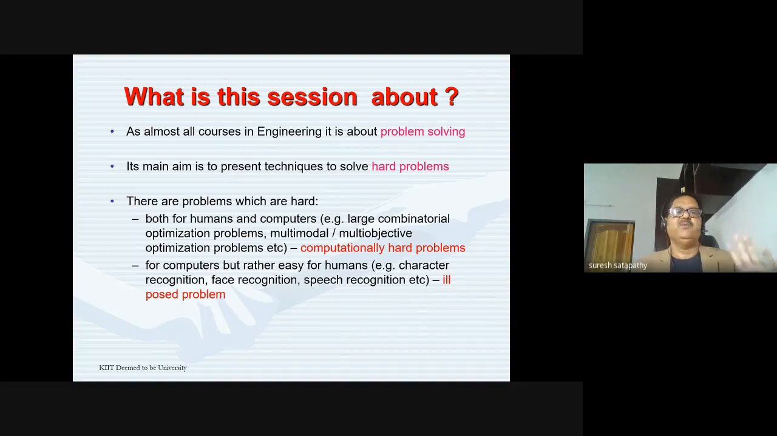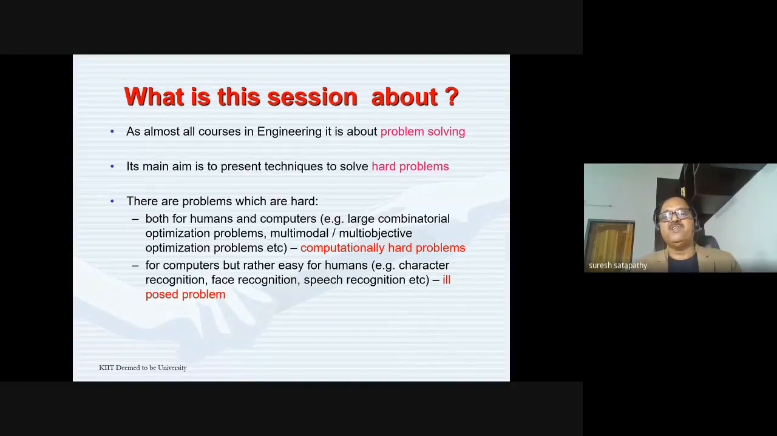So anyway, this session, I thought, will be a problem solving session, not a programming session. So how do you attack the problem? Particularly, the problems are of two types: computationally hard problems and ill posed problems. There are some problems which are computationally hard, it takes time. And there are some problems which are ill posed, I mean, humans can do better than a machine. For example, character recognition, face recognition, speech recognition, these are all things humans can do better. And I am more focused on ill posed problems.